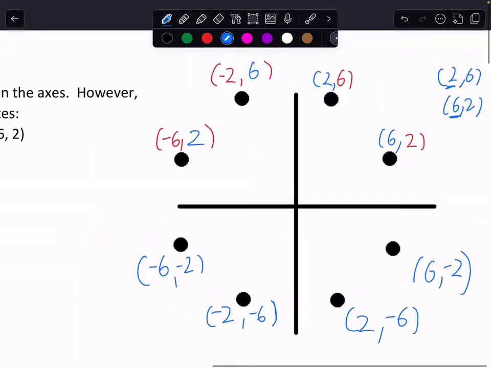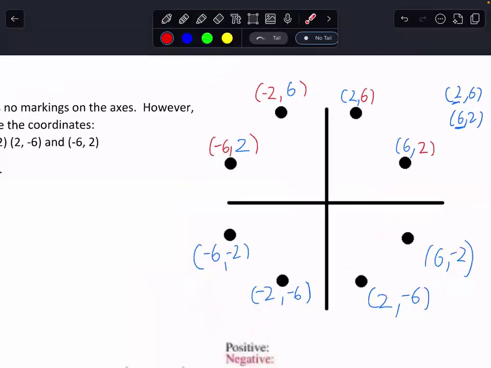Okay, so again, why did I have us do this? Well, just to see the relationship between the coordinates. So again, further right, bigger x. Further left, more negative x. Higher up, bigger y. Lower, more negative y. So we'll want to keep those patterns in mind.